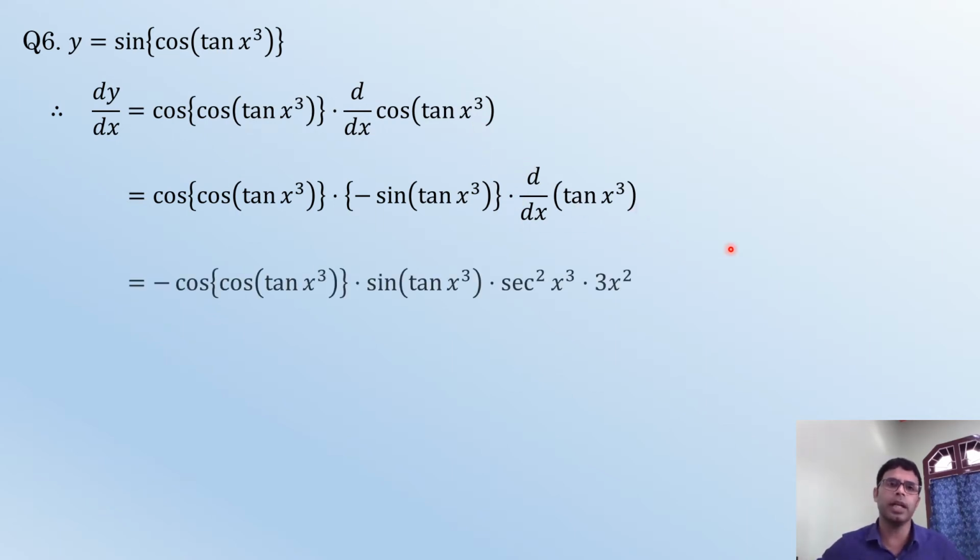Okay, then the next line will be cos of this remaining the same, this minus is coming out, sine of this remaining the same, times, now d/dx of the outer function tan, so the derivative is sec square, you know that one, the derivative of the tan function is sec square. So sec square x cube, this is already in the given question, times this x cube is considered as x, so the derivative of x cube is simply 3x square. That means the power will come out and the power is decreased by 1. So this is the completion of the solution.